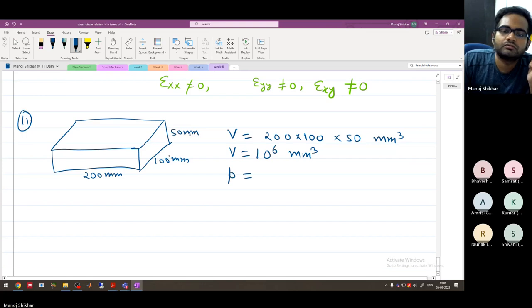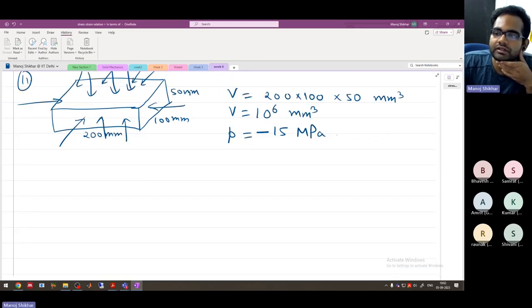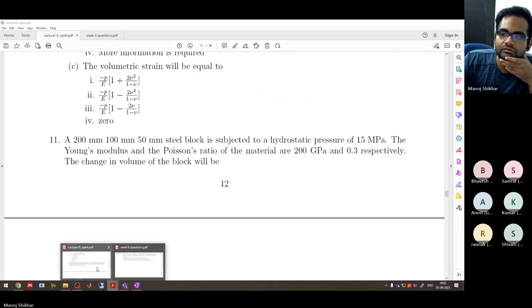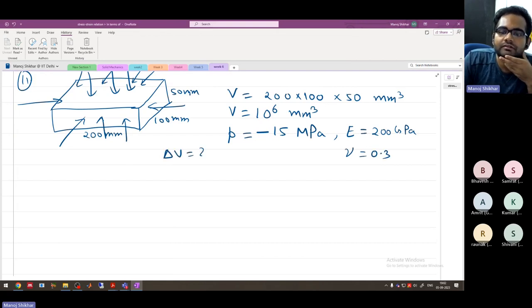What is the property of pressure? It acts normally only, and it is a compressive load. Pressure is a compressive load, so we will write it with a negative sign. They have given you the pressure. They have also given you that E is 200 GPa and mu is 0.3. They're asking you to find delta V.